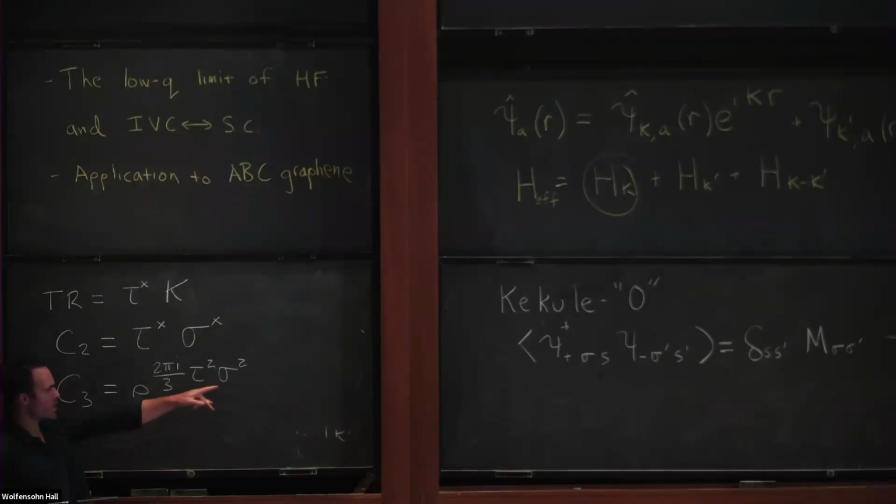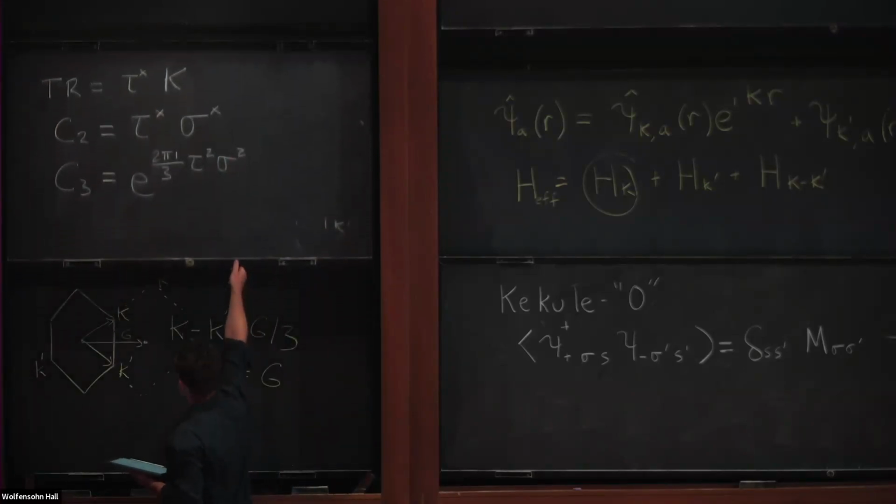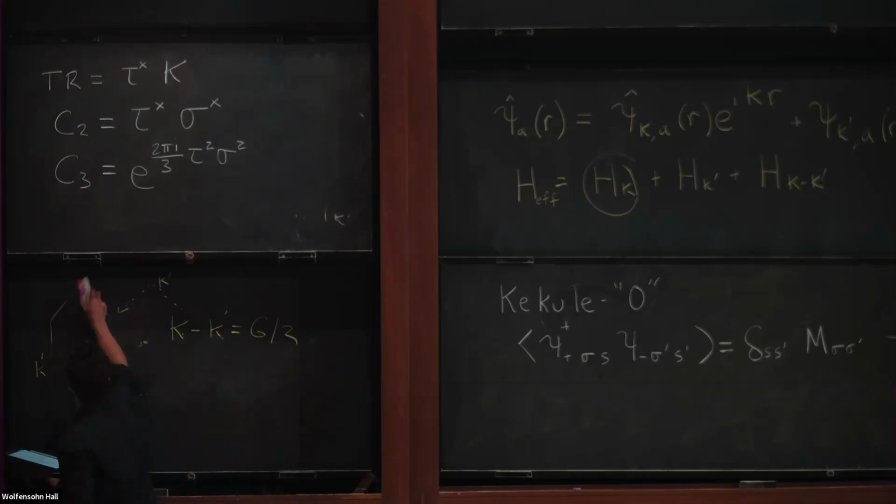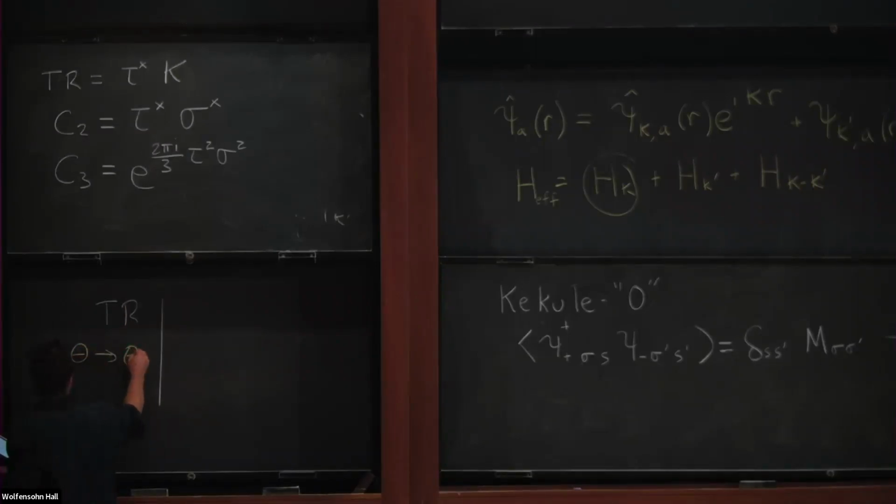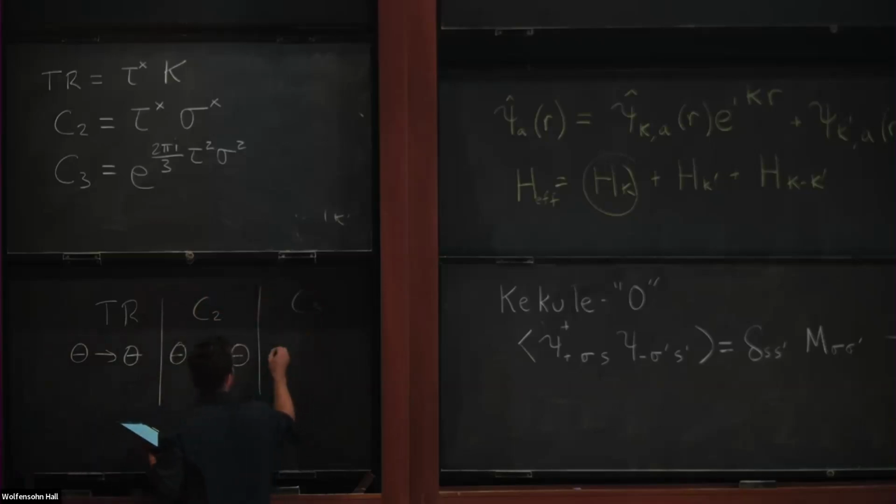So then what we can do is take the order parameter of that general Kekulé type there, and ask, how does the Kekulé order parameter change under T, C2, and C3? And what you find, just by conjugating the order parameter by those operators, is that under time reversal, the phase of the Kekulé is invariant. Under C2, the phase of the Kekulé is reflected, and under C3, the phase of the Kekulé is invariant.